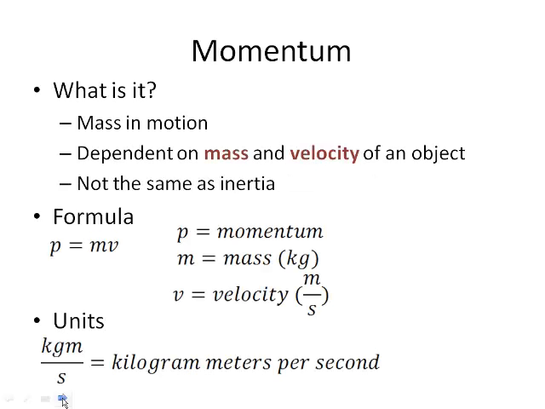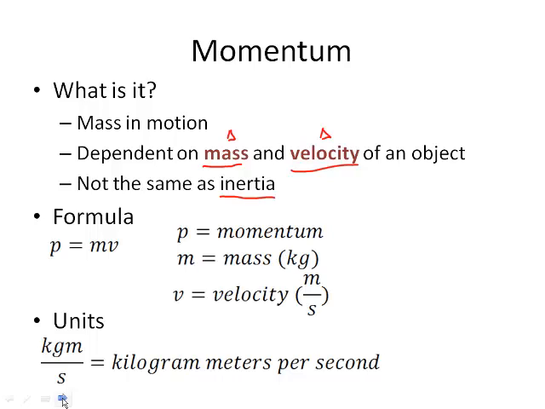First thing is momentum. Momentum is mass in motion. It's dependent on the mass of an object and the velocity of an object. So the two ways that you can change momentum is either change the mass or change the velocity. It's not the same as inertia.